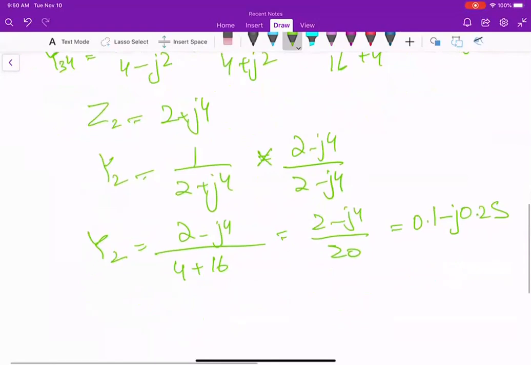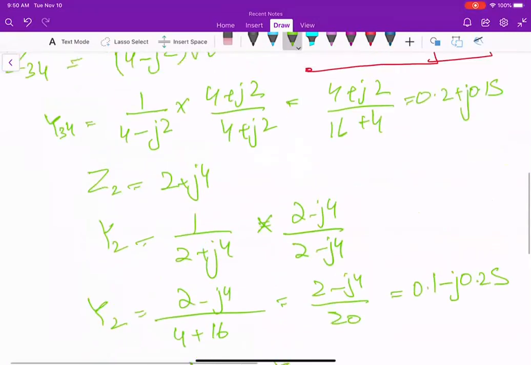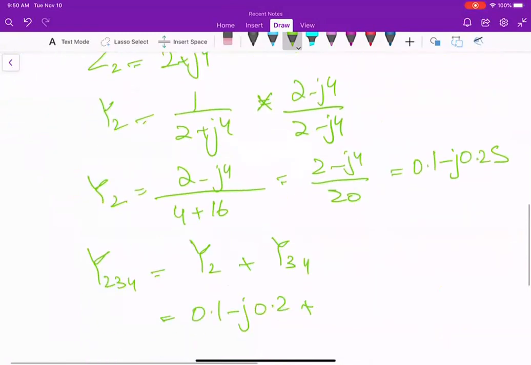Okay, so now we will add both of them. Y234 will be Y2 plus Y34, which is 0.1 minus j0.2 plus Y34, which is 0.2 plus j0.1.